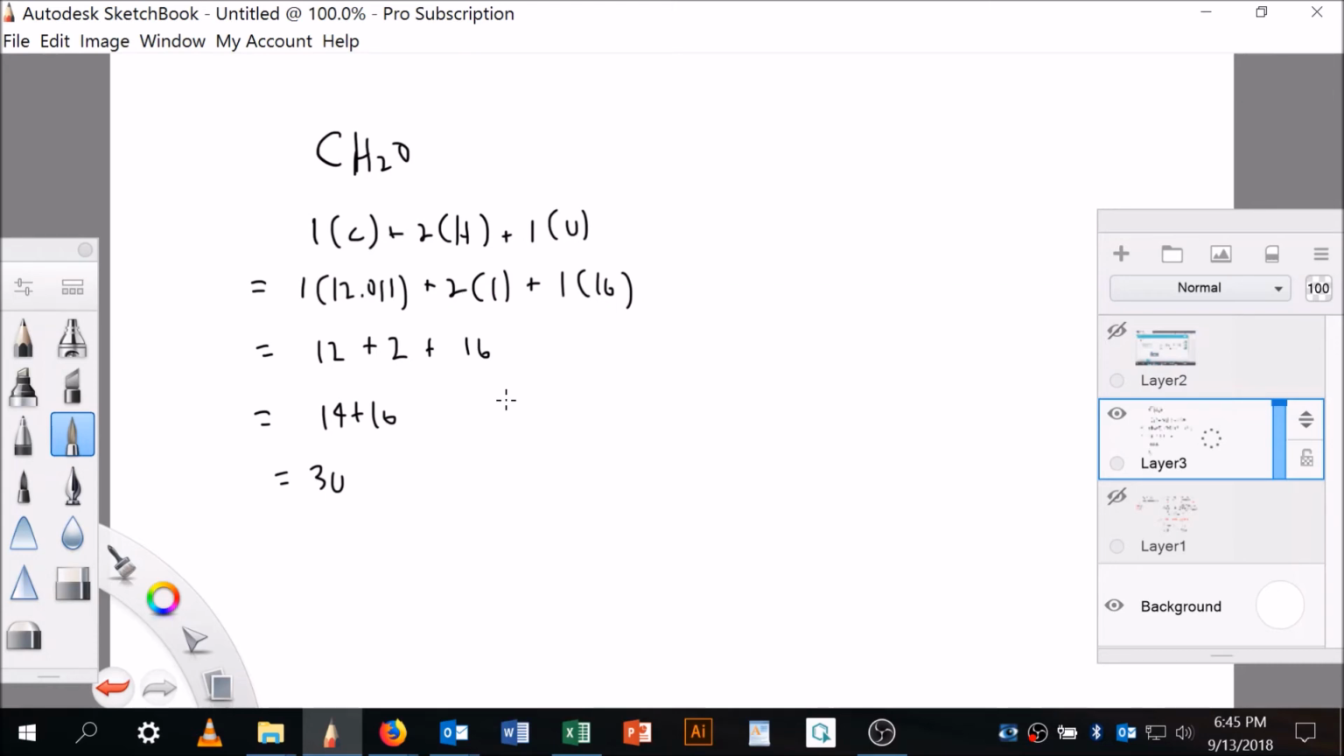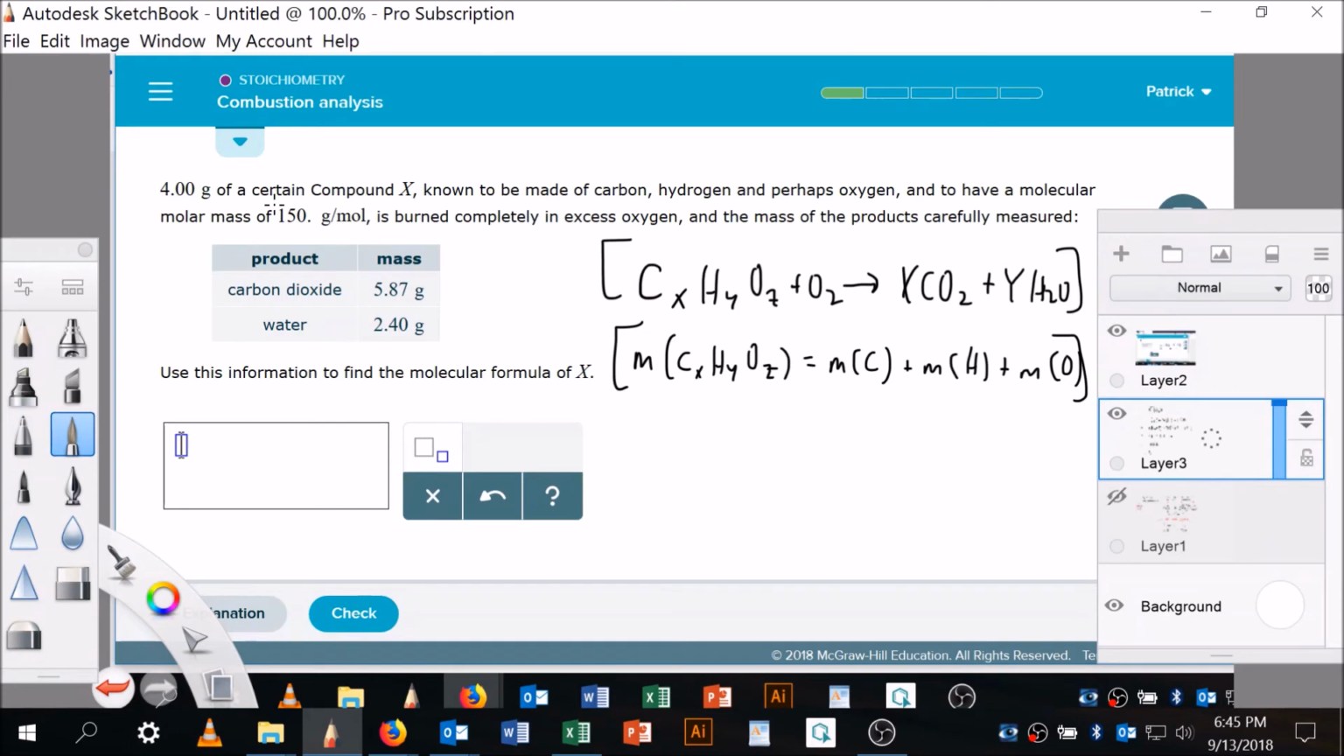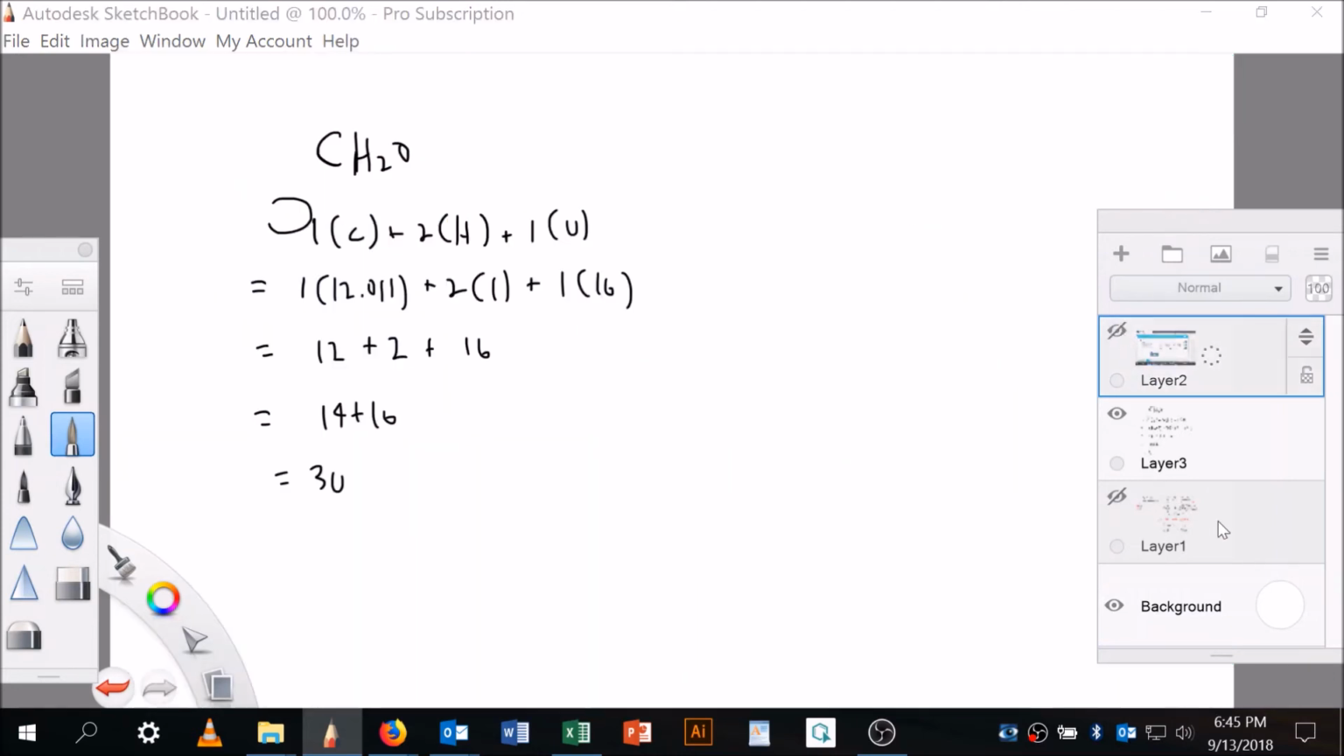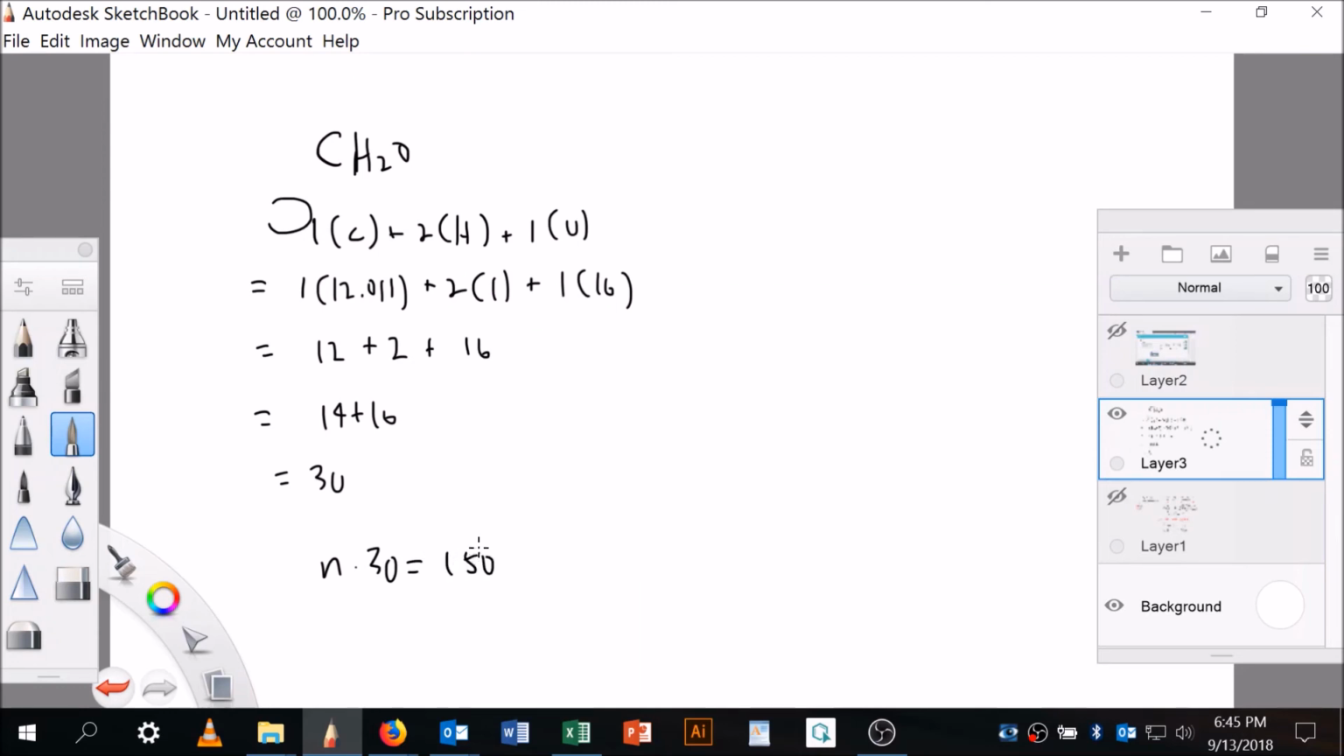Okay, so it's 30. Now I'm going to go back to my original question and find that the grams per mole was 150, right? So let's go here. N times 30 is equal to 150. N must equal 5. So this times 5 is equal to C5H10O5. Okay? Do you see that?